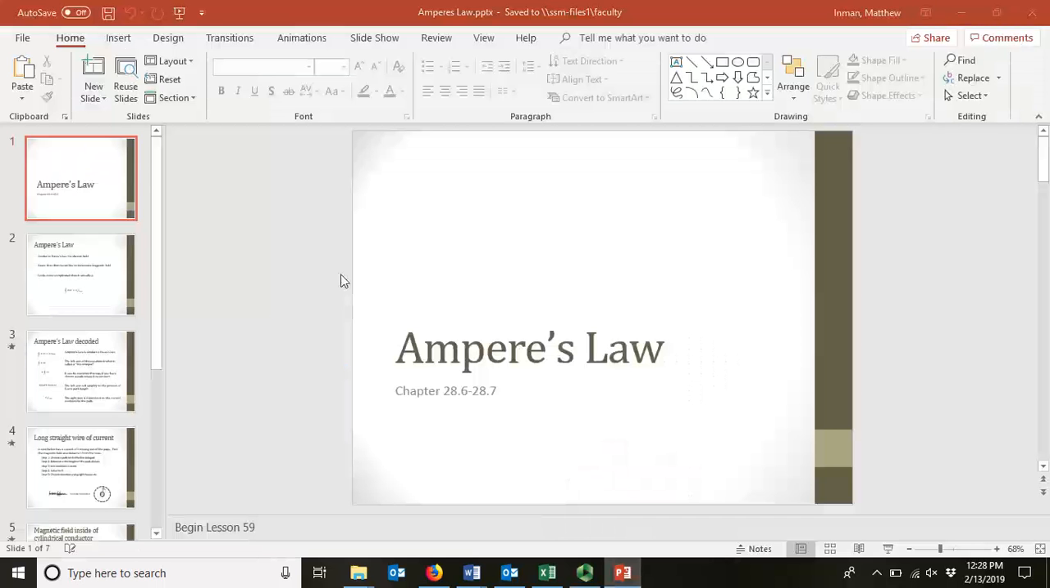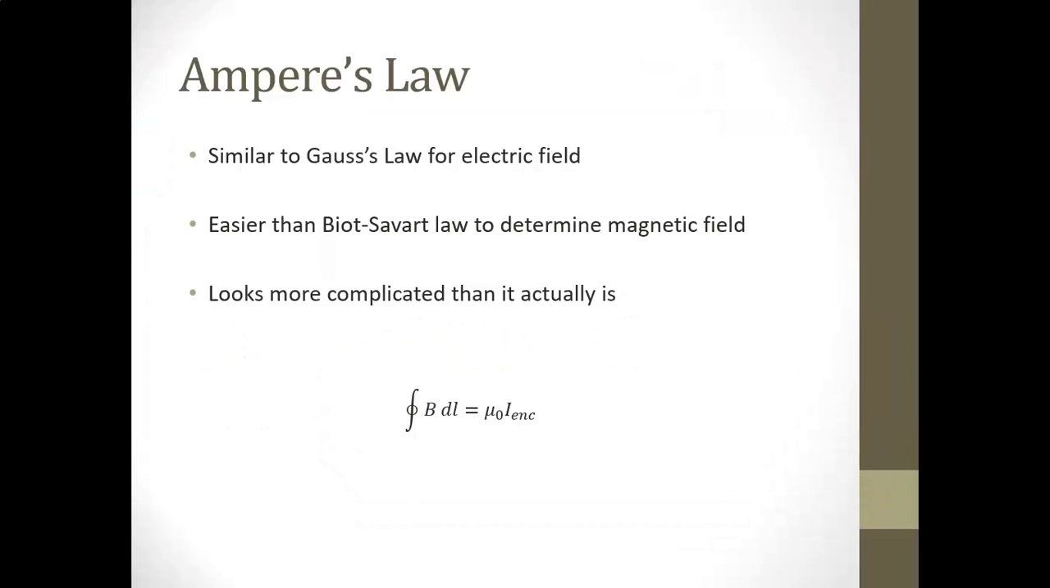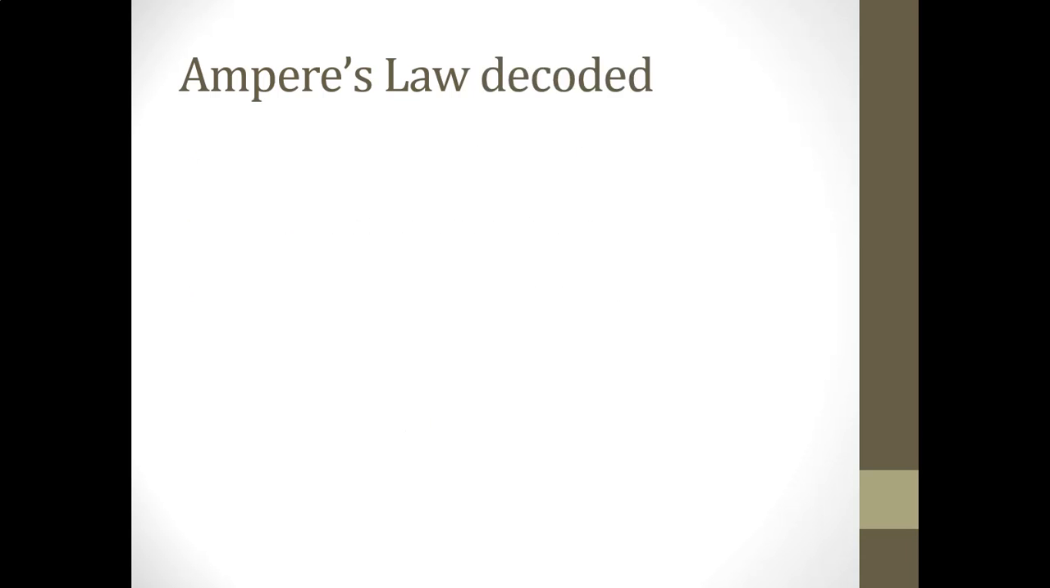So in this lesson, we're going to start looking at Ampere's law and look at how Ampere's law really helps us in solving magnetic fields. If we go back to Ampere's law, it's very similar to Gauss's law for electric fields. And like we said, it is easier for lots of situations than the Biot-Savart law to determine the magnetic field. So let's look at why it isn't as complicated as it looks.